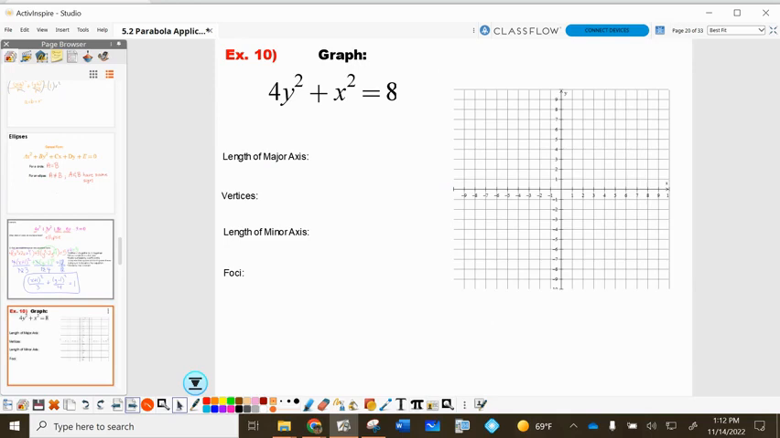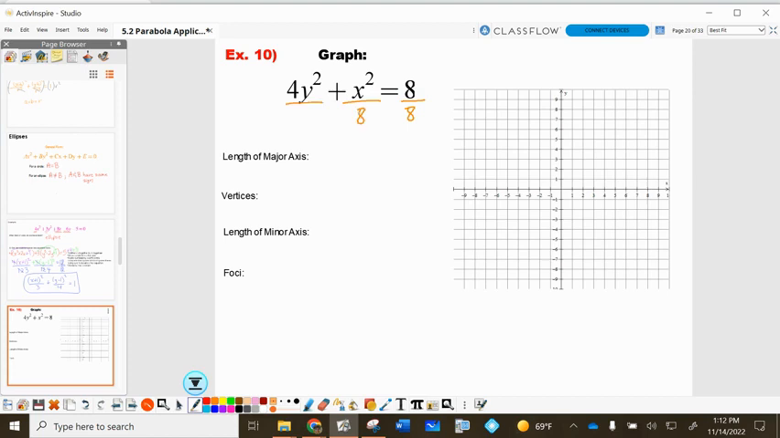All right, if we want to graph this one, is it in standard form? Is it ready to go? No, but I can divide each term all the way through by 8 to get it there. When I do that, 4 goes into 8 2 times. That goes to 1. So I have it as x squared over 8 plus y squared over 2 equals 1. That means my center is at 0, 0.